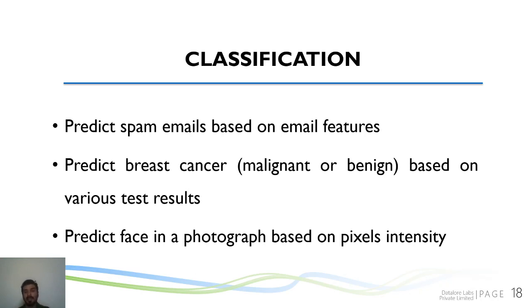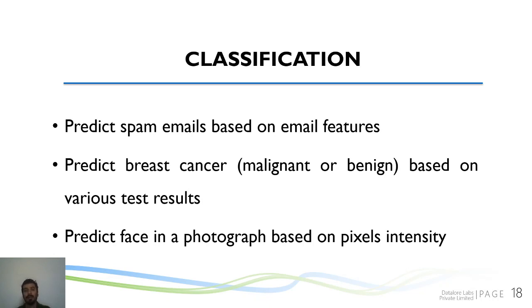How does it know that that is a face? It's actually a classification model. So this classification model takes the pixel intensity in that region and tries to predict if this pixel intensity matches with a face or not. Okay, so these are some examples of classification models, which is the second broad category of algorithms.